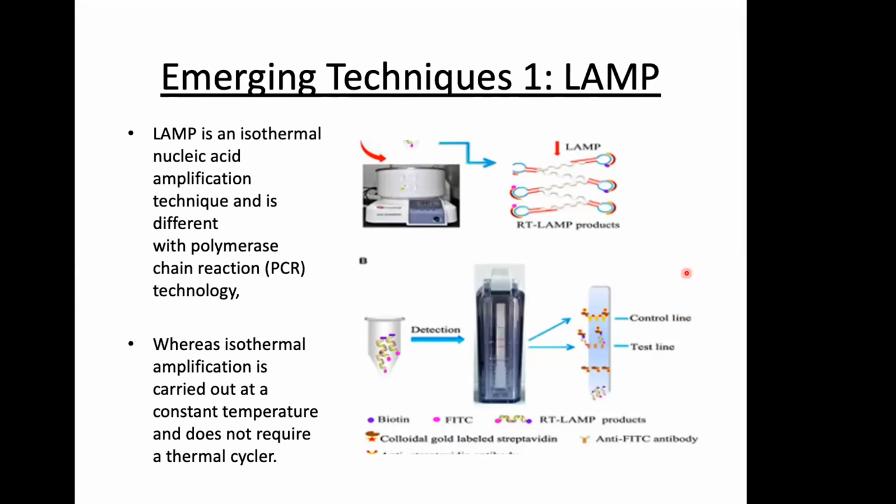Okay, so remember the use of RT-PCR. RT-PCR requires amplification, and requires a thermocycler. The thermocycler is used to regulate the temperature so that the DNA will be amplified. So LAMP is an isothermal nucleic acid amplification. It doesn't require a thermocycler, but still you need to have a heater, okay? But at least it is isothermal.